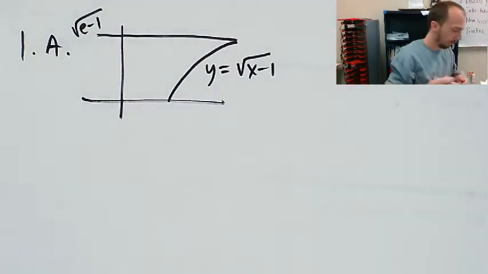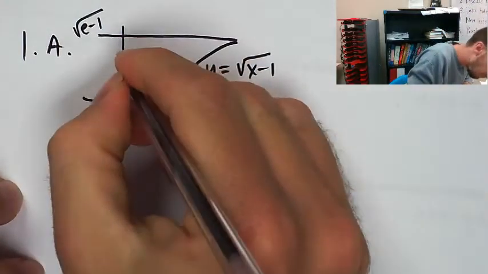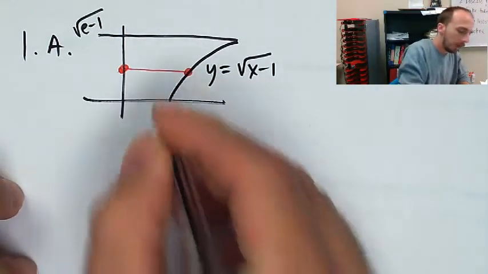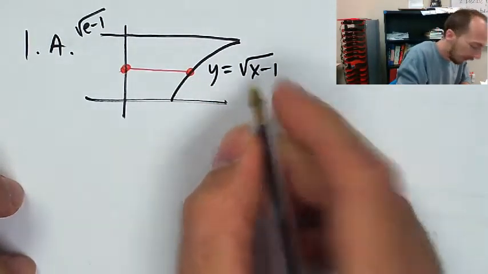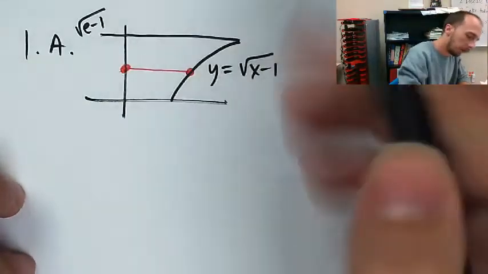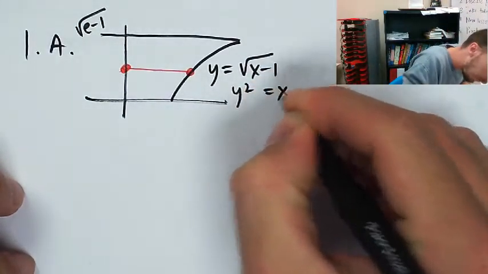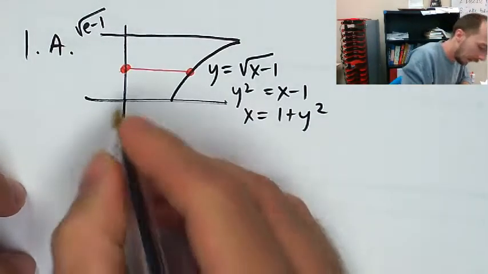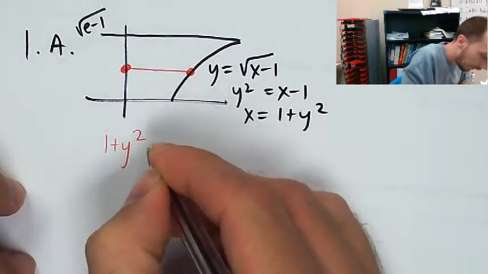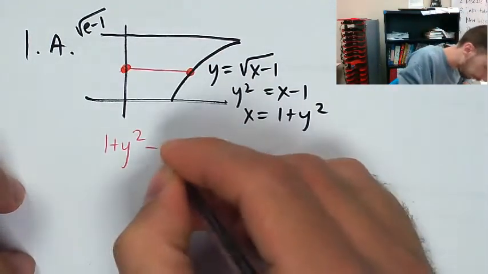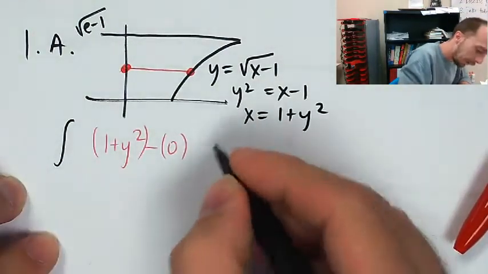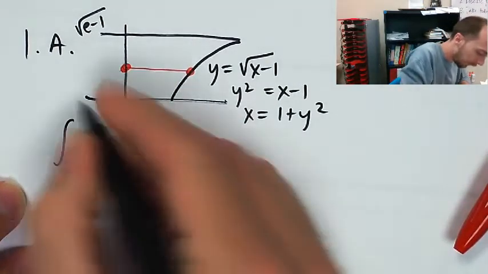Okay, and if we want to write one integral to represent the area of this region, then my representative rectangle is going to have to be sideways, and I'm going to have to integrate with respect to y. So this length here is right minus left. I need to solve for x. So y squared equals x minus 1, x equals 1 plus y squared. On the right, I've got x equals 1 plus y squared, and on the left, I've got x equals 0. And I'm going to integrate that as y runs from 0 to the square root of e minus 1.